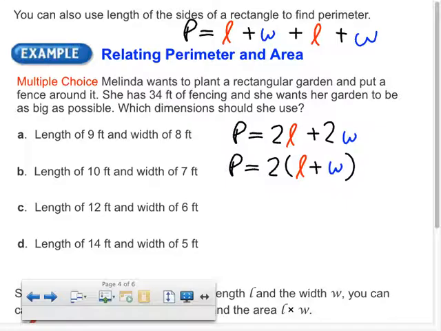Now, what information are they giving us? We have a lot of unknowns. We have a lot of things that we don't know, but we have something we do know. What do we know? Adipoji? We don't know the lengths and the widths. What do they give me in the questions? What does she have? 34 feet of fencing. Okay, right? She's going to use that to go around her garden, right?